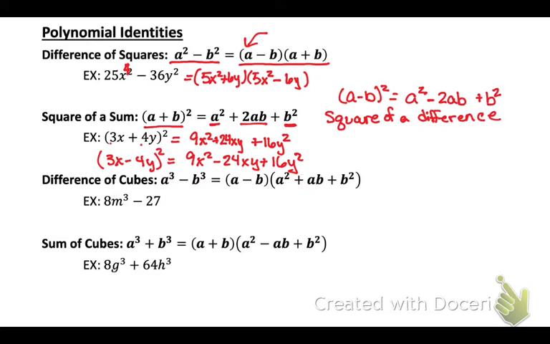Wait, how did we get 24? 3 times 4 is? 12. Times 2. Oh, okay. Because when I FOIL that, I'm going to have 3 times 4 and 4 times 3, and I'm going to get 12 and 12, which is 12 times 2, yes? Think about what happens when I FOIL.